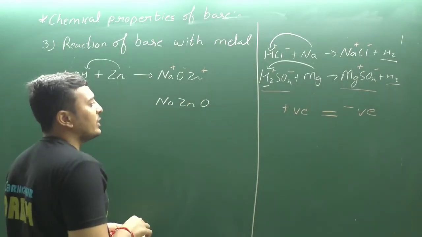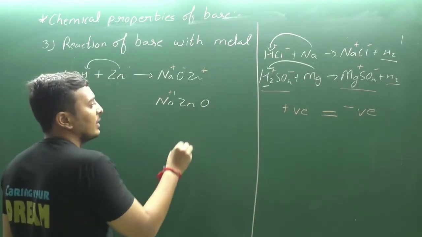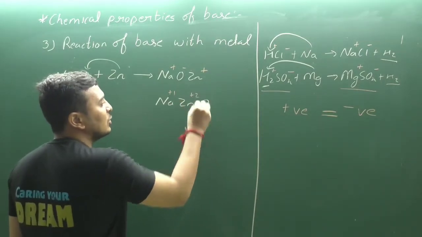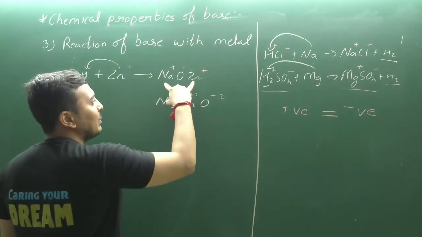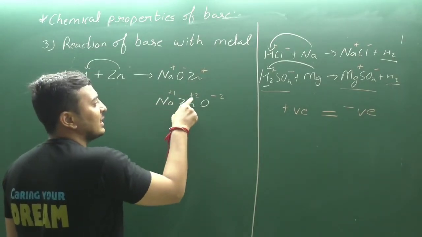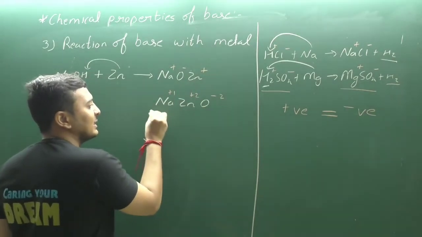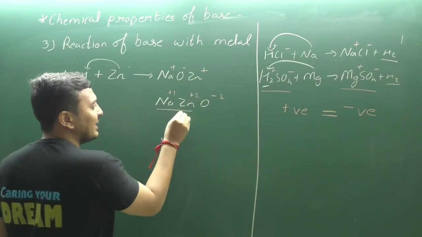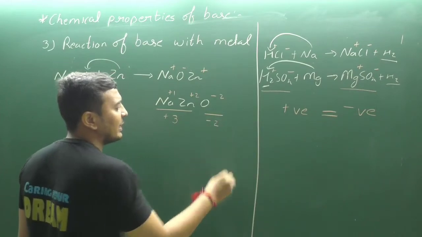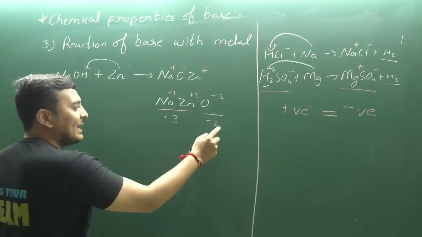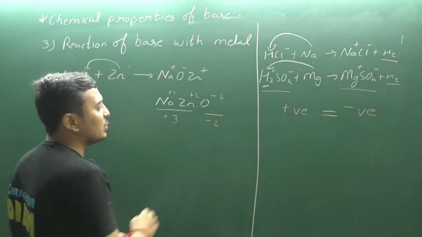See, the charge of sodium is plus 1, the charge of zinc is plus 2, and the charge of oxygen is minus 2. So, sodium and zinc have a combined charge of plus 3, and oxygen has a combined charge of minus 2. Now, I need to balance this.